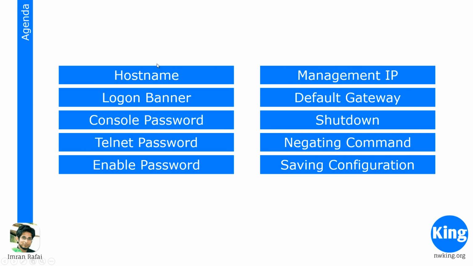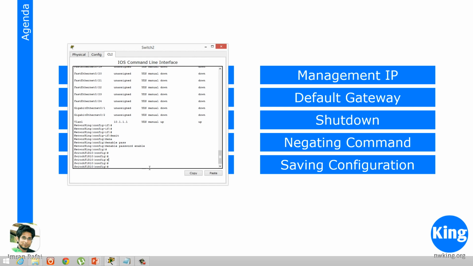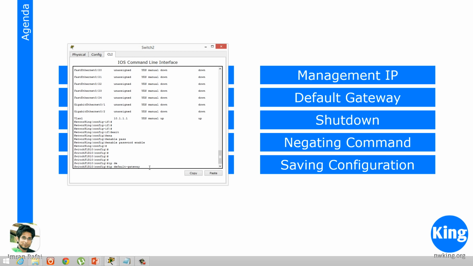So we did the host name, we did logon banner, we did console password, we did telnet password, we did enable password, we did management IP, we did shutdown, we did negating command. Now next is the default gateway, right? So how do we set the default gateway? We go to global config mode again, we say ip default-gateway, and we say the default gateway is 10.1.1.10, right? And I can hit enter.